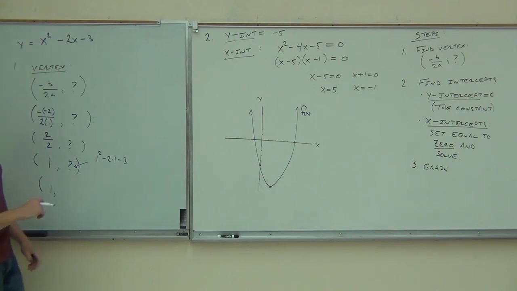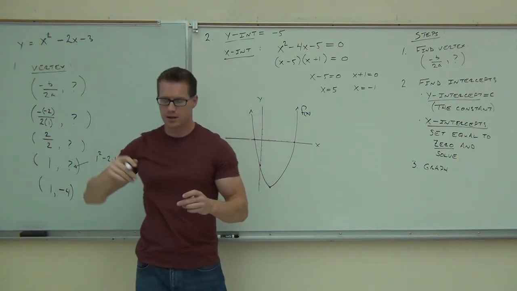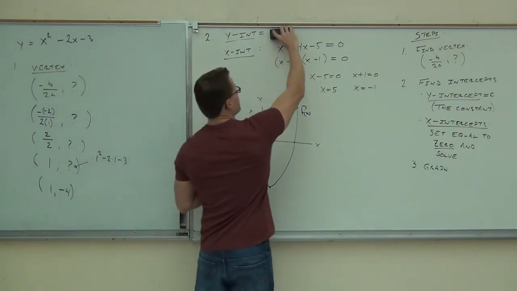What is 1 minus 2 minus 3? How much is that? Minus 4. How many people found the negative 4 out of that? Okay, good. So we got our point. Next up, we're going to look at the y-intercept.